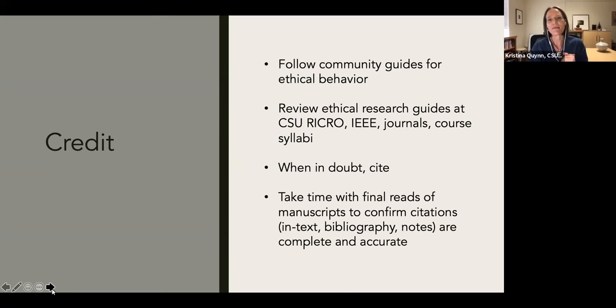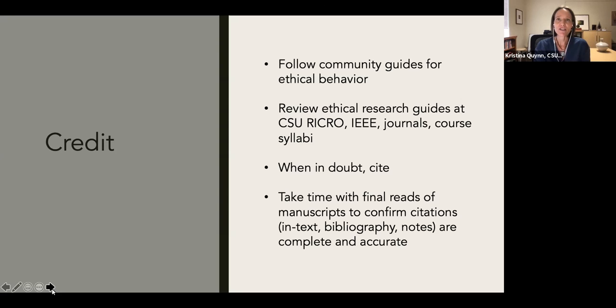And giving credit, follow that community guide. Take a look and see what we have here on campus through CSU RICRO. You can see your journals, whatever your journals are in your field, how it is that they give credit. When you're in doubt, just remember to cite, and take time with those final reads of manuscripts to confirm your citations, and make sure that you have time to do that.